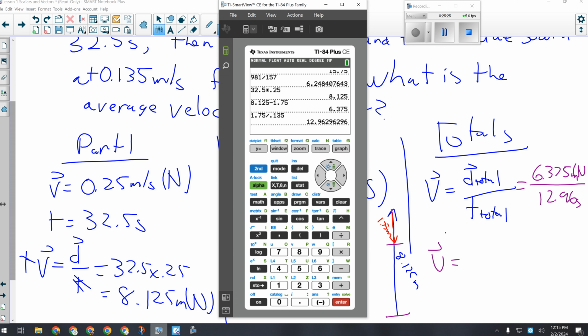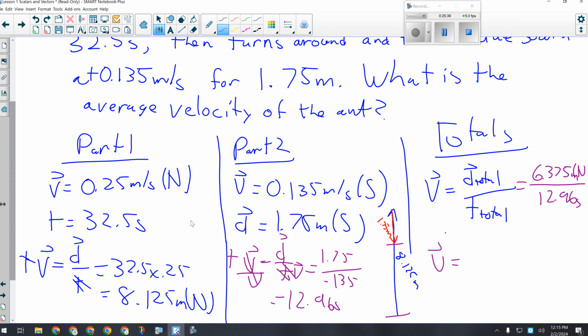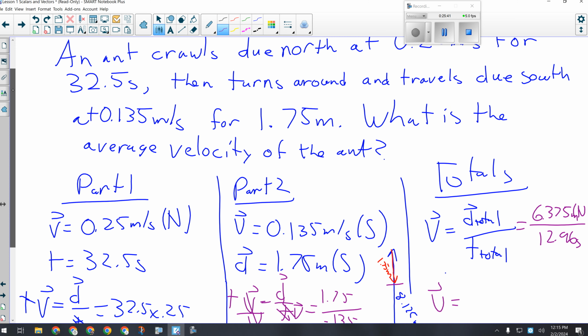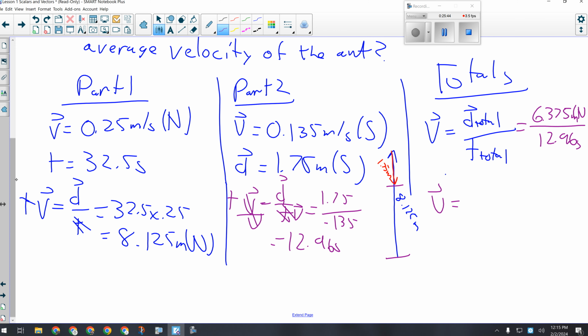All right, so 6.375, my total displacement, divided by my total time. Okay, it's 0.49, because we only have 2 significant digits, I believe. Yeah, we only have 2 significant digits, so 0.49 meters per second. Which way? North. And wouldn't you add that 12.96 to the 32.5?